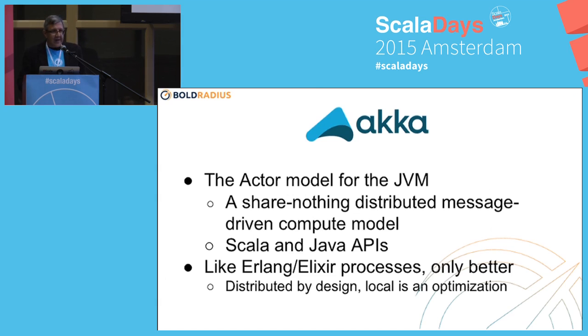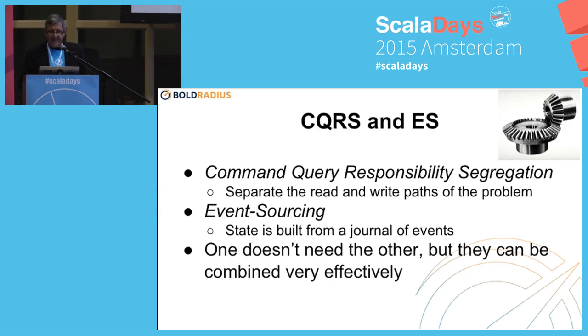So Akka, this again is probably old hat for most of you based on the last couple of days. But essentially Akka is an implementation of the actor model, which predates Akka by a long time, for the JVM. Share nothing distributed message-driven compute model is the technical term for it. There are, of course, Scala and Java APIs. If you've ever worked with Erlang or Elixir, it's a little bit like Erlang or Elixir processes, only I think better in many ways. And again, many people over the last couple of days have been explaining that.